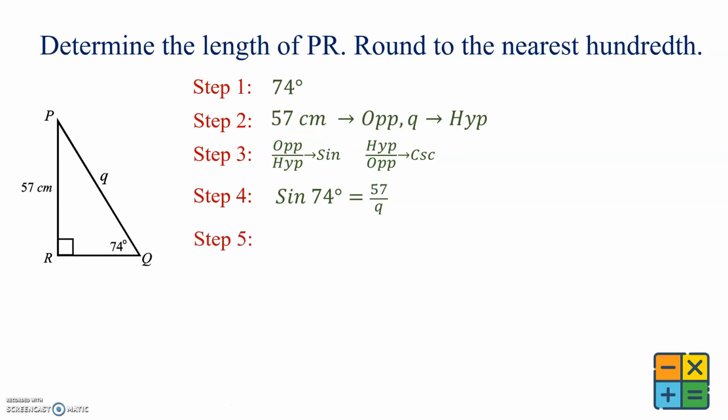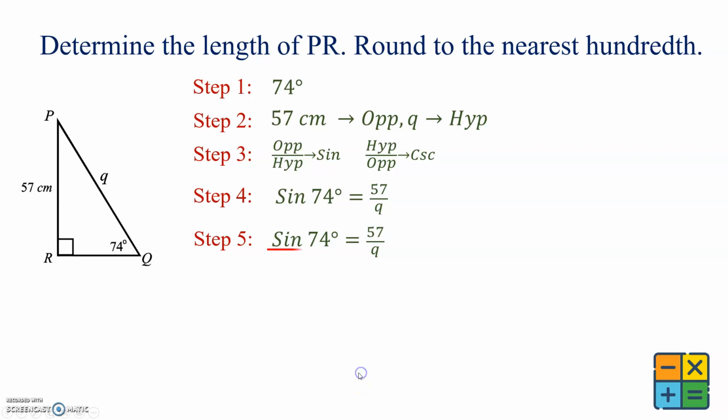So step 5 says let's go ahead and solve this. Here we have a unique scenario where our unknown is in the denominator. So technically nothing is being done to the unknown. 57 is being divided by Q. Q is not being divided by 57. So we have a predicament here. So here's the suggestion on solving this.